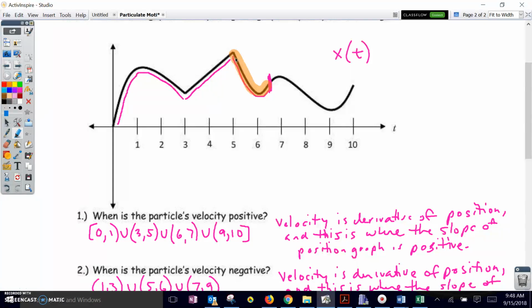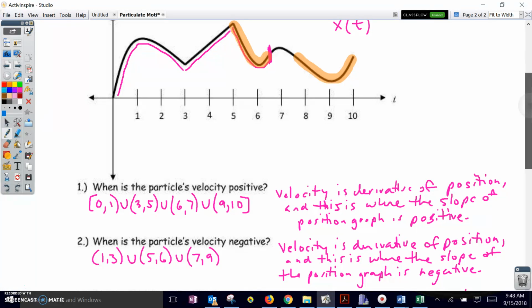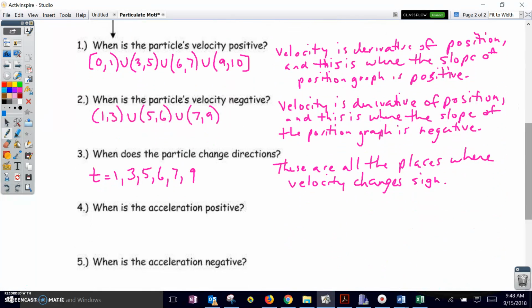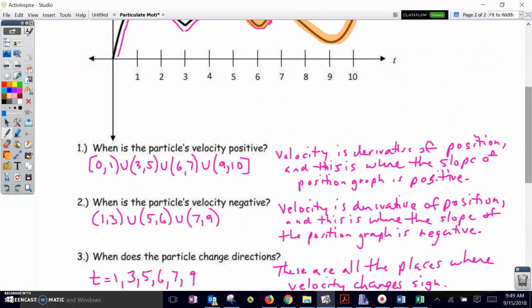There's one other place, starts right about here, where the change in the slope is positive. It's going from being a negative value to a less negative value to a zero value to a positive value. And so those are going to be our time intervals where the acceleration is positive. So 5 to about 6.5, and from about 7.5 to 10.